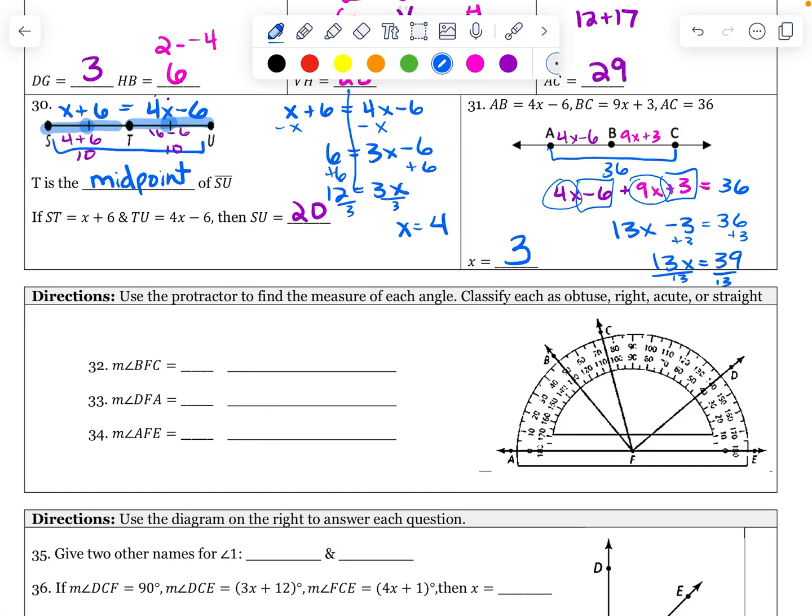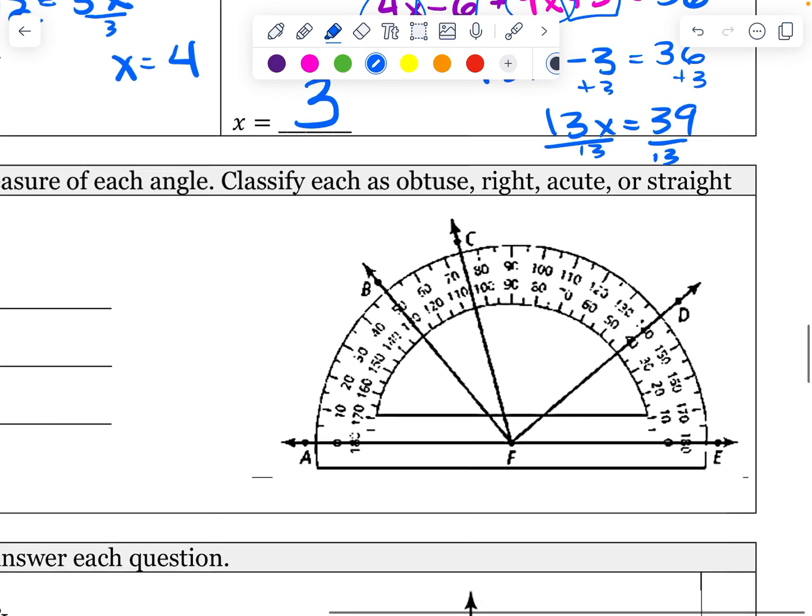Continuing with the Chapter 1 study guide, use the protractor to find the measure of each angle. Classify as obtuse, right, or straight. BFC. Get my highlighter out. B to F to C.